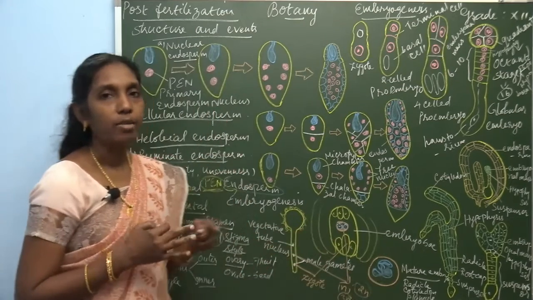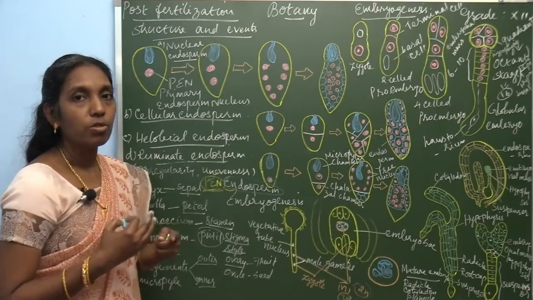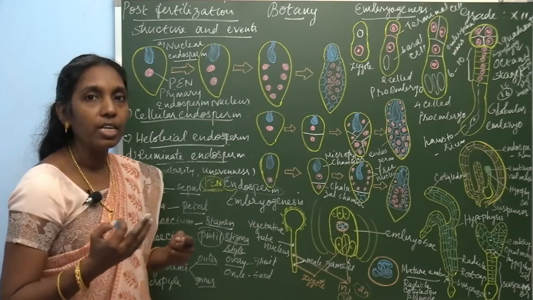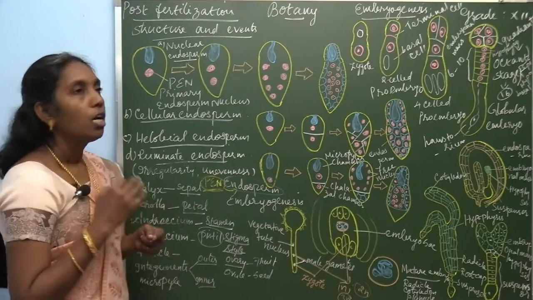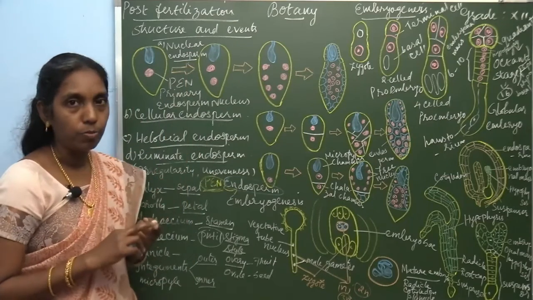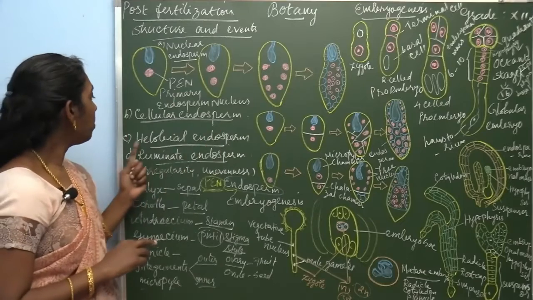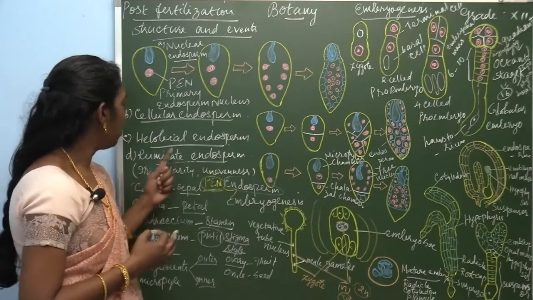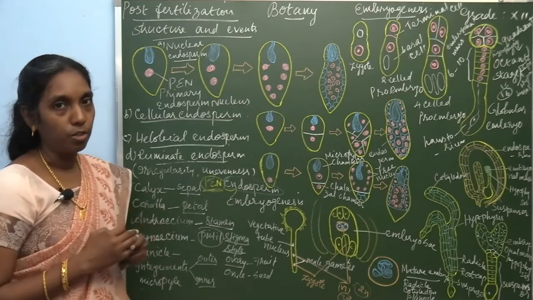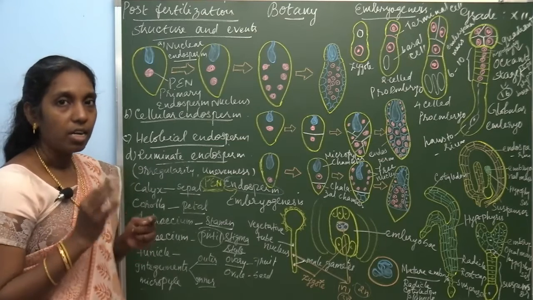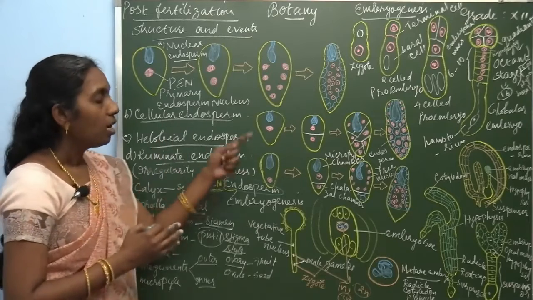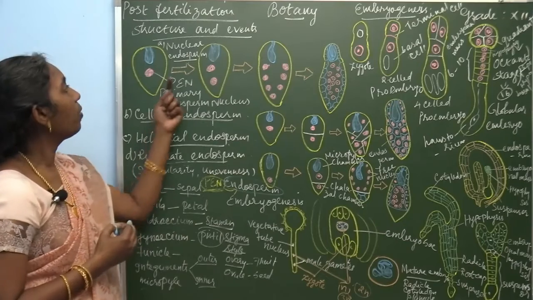So what are the different types of endosperm? The next question is types of endosperm. Based on the development, there are three different types of endosperm, namely nuclear endosperm, the first type. The second type is cellular endosperm. The third type is helobial endosperm. Apart from this, there is another type of endosperm called ruminate endosperm. So basically there are three different types of endosperm based on the nature of development. Let's see them one by one.